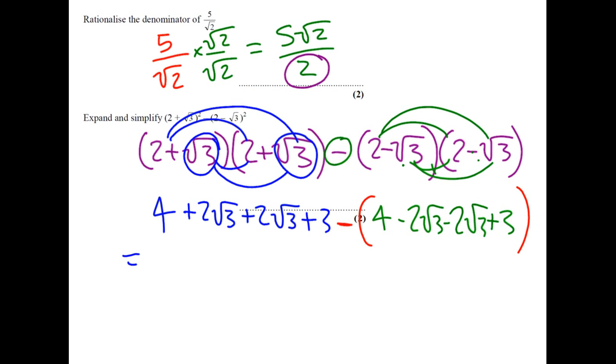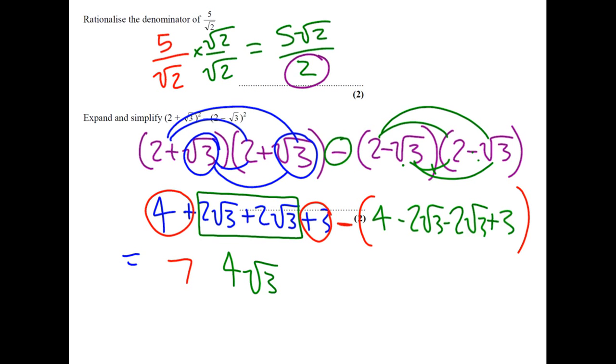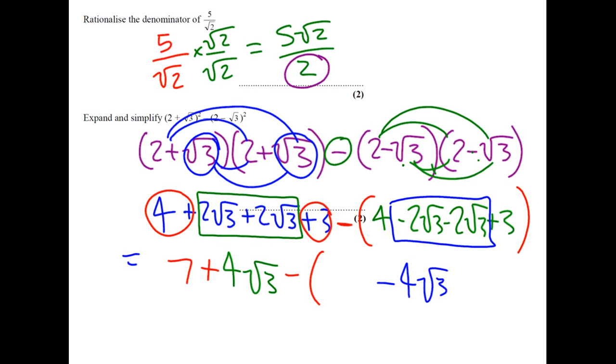So let's simplify now. We've got 2 root 3 plus 2 root 3, it's 4 lots of root 3. And we've got 3 plus 4 is 7. Okay, now let's take away all this stuff. Let's simplify what's in the middle. Minus 2 root 3 minus another 2 root 3 minus 4 root 3. Okay, and the other things that we've got is the numbers 4 and 3, 7.